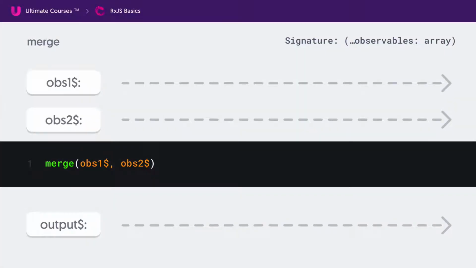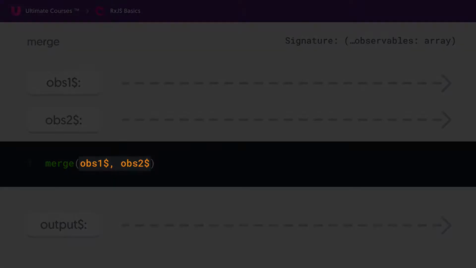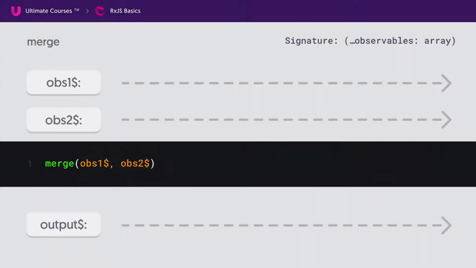In the next 4 lessons, we are going to be looking at a different type of creation operator than we have seen in the past. Instead of creating an observable from an event source or some other data, these operators create an observable by joining together multiple other observables, emitting values based on certain patterns. The first of these creation operators we will be looking at is merge.